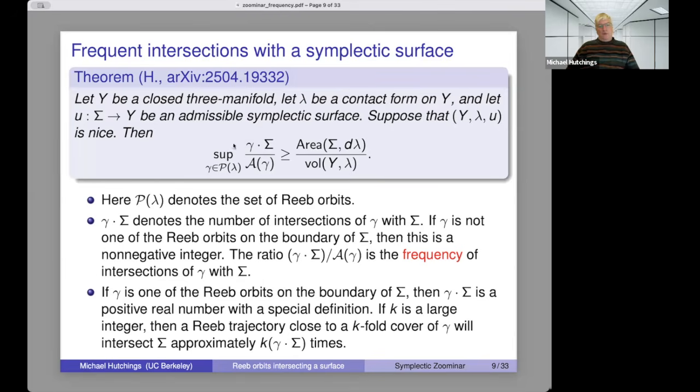And so on the left side of the theorem, this intersection number divided by the period, you can think of as the frequency of intersections. It's like how many intersections do I have divided by the time that I spent going around the orbit. So this says that there have to be Reeb orbits with this lower bound on the frequency. Are there any questions about what that says?